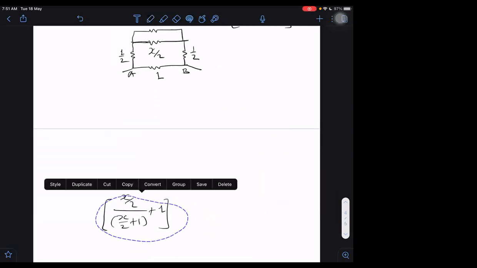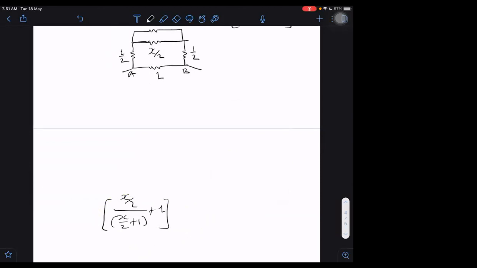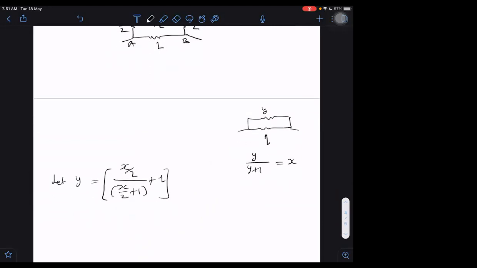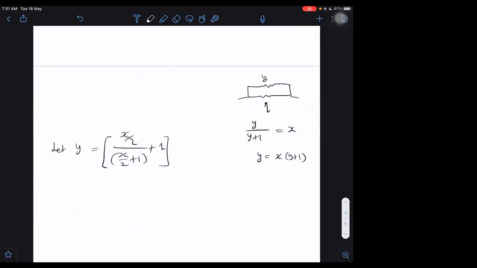So we get a total of (2x plus 2) by (3x plus 2). Let this total be equal to y. Then I will say y in parallel with 1. This y in parallel with 1 will give us x. So I can say y into 1 upon (y plus 1) is equal to x. Then I will get y is equal to x into (y plus 1). Then I will get (y minus 1) into x.